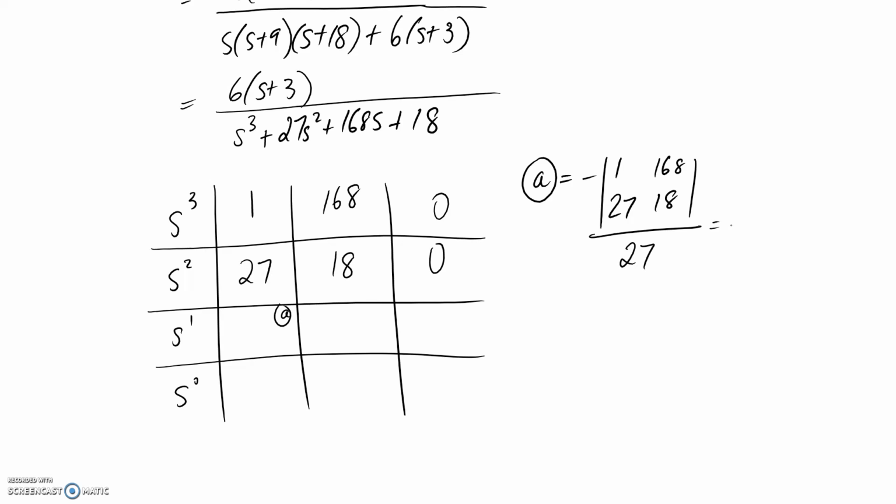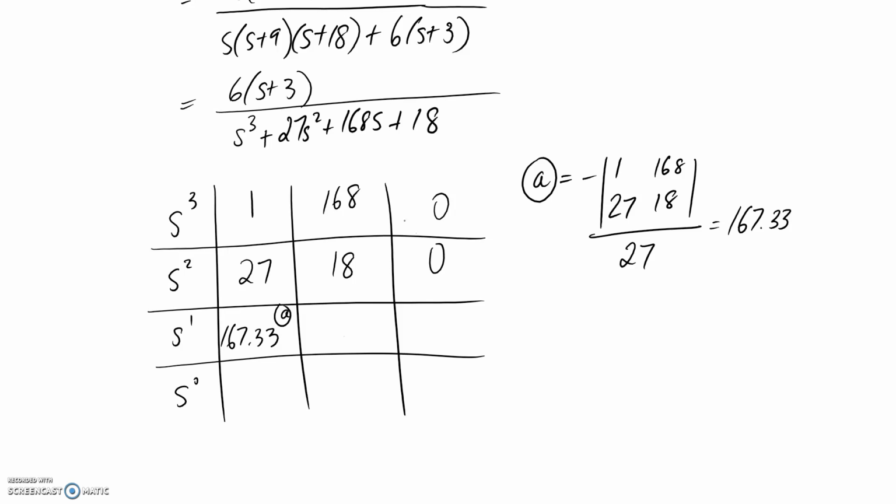And this works out to be 167.33. Alright, so again this is positive, so we're still on track to have a stable system. We just need to figure out this last one.